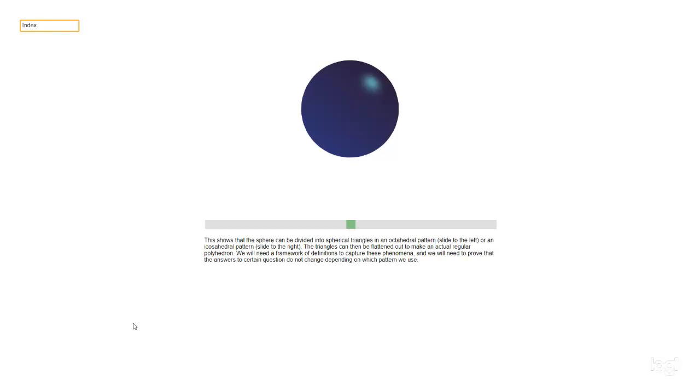Simplicial complexes. This picture shows a sphere, one of the most basic examples that we deal with in algebraic topology. But to calculate various kinds of topological invariants of the sphere, it's convenient to divide it up into simplices. In this case, it's going to be triangles and just edges and vertices. There are various ways we can do that.